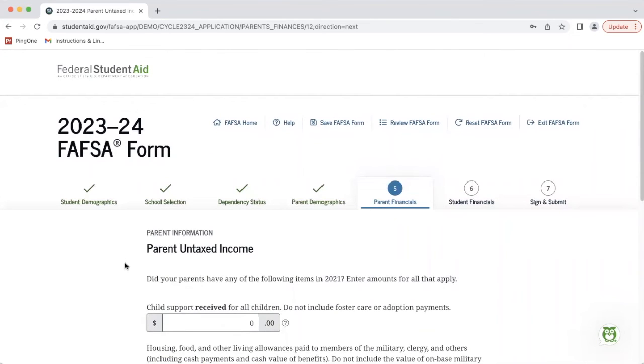Now the FAFSA ventures into parent untaxed income for 2021. The first question asks about child support received for all children, not just the student who is completing the FAFSA, and it's for the entire year. So if the parent receives child support on a monthly basis, you'll want to add up those totals to get to your overall amount for 2021.